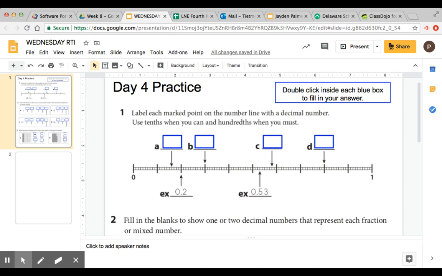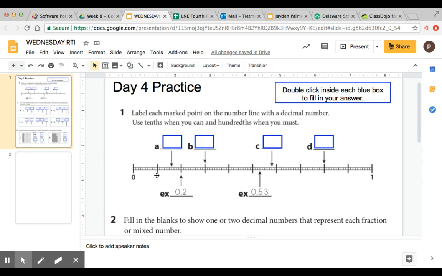Okay, so for today's practice page, you're working with decimals and fractions. The top part, they've given you a number line and they've labeled some of the parts for you. So I want you to look at these big bolded lines here. These are going to represent 10.